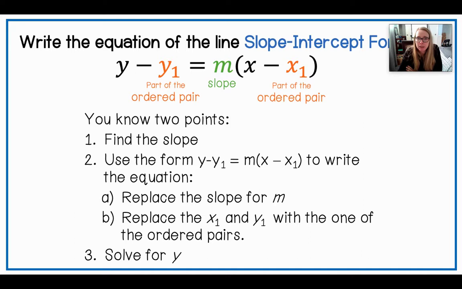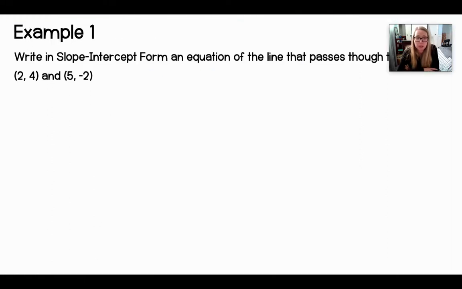Today, we're going to be given just 2 points and then asked to write it in slope-intercept form. So here are the steps, just kind of before we head into examples, and I'll review this again at the end. The first thing we're going to need to do is actually find the slope of our line. Then we're going to plug the information into our point-slope formula. And last, we're going to solve for y. So here's our first example.